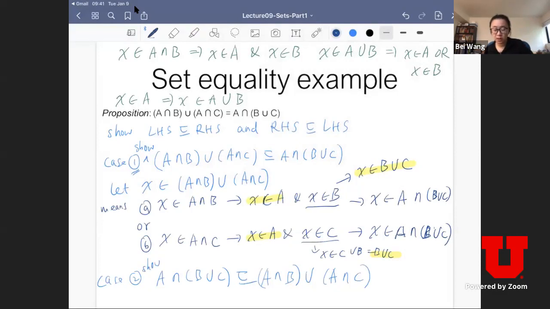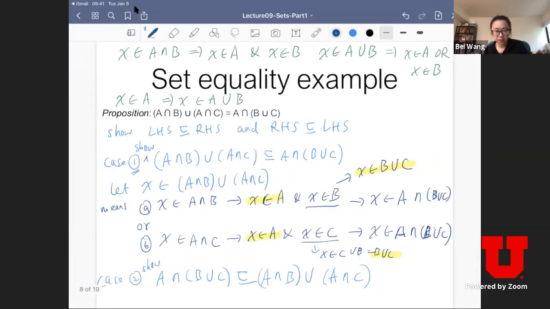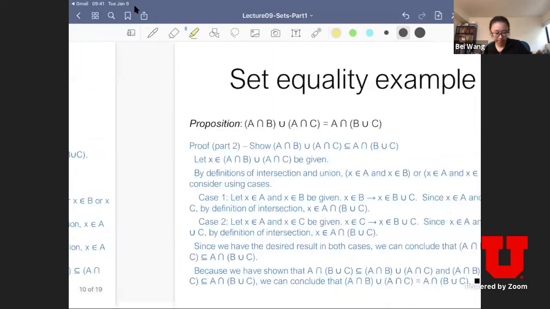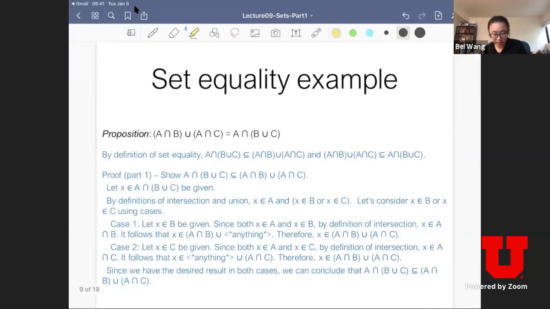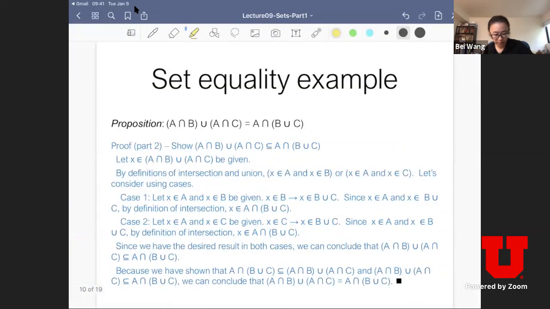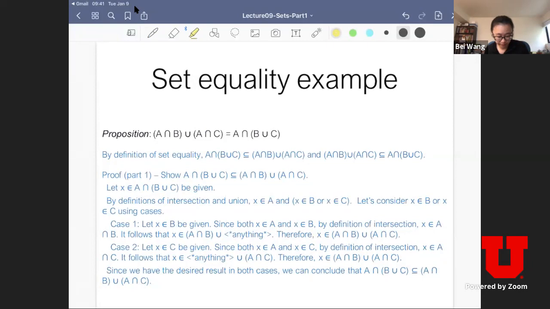So I'm not going to go into detail. If I want to spell it out, this is sort of the detail of the proof. Remember, there's 2 parts. If I want to prove the 2 sets are equal, I need to prove the left-hand side is a subset of the right-hand side, and the right-hand side is a subset of the left-hand side. Okay. And of course, for this particular statement, in order to write it carefully, you have quite a bit of cases.